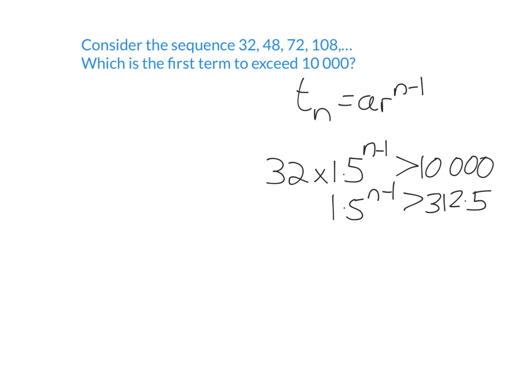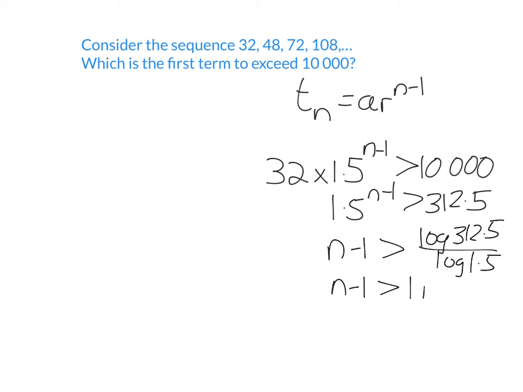If I'm using logs, what I get is n minus 1 is greater than log of 312.5 divided by log of 1.5. So I get n minus 1 is greater than 14.17. Remember, that's what logs do. They undo raising to the power. So now I just add 1 to both sides and I get that n is greater than about 15.17. What this means is the 15th term of this sequence would be a little less than 10,000. So the next term, the 16th term, will be the first one that's a little bit above 10,000.